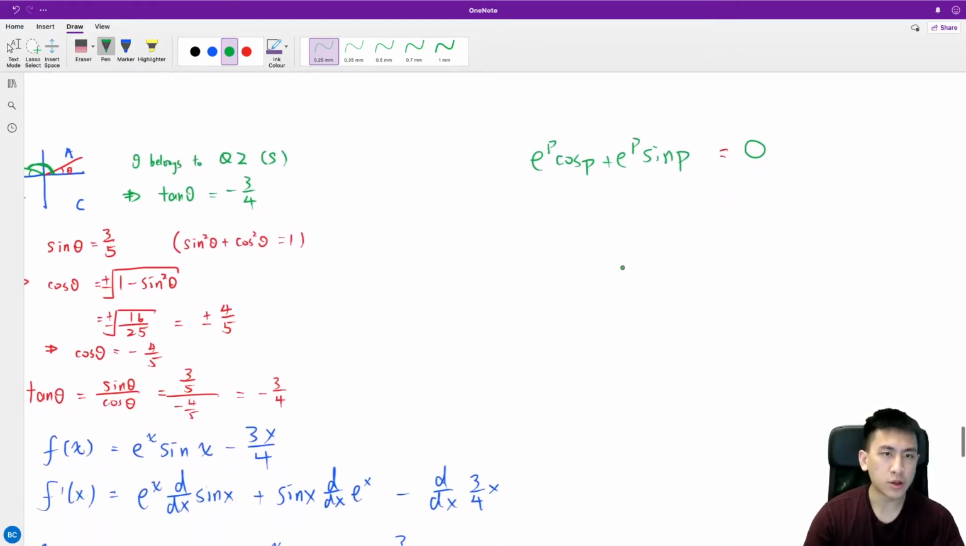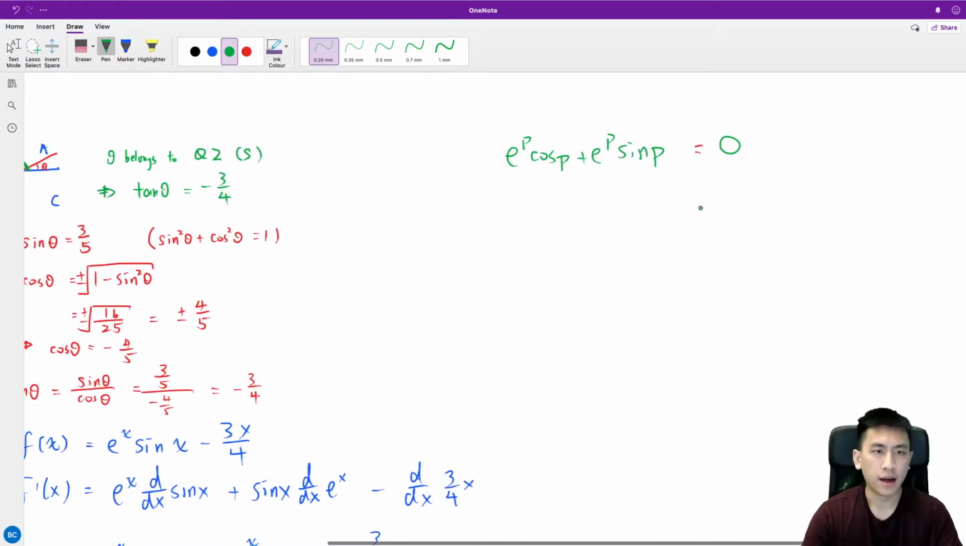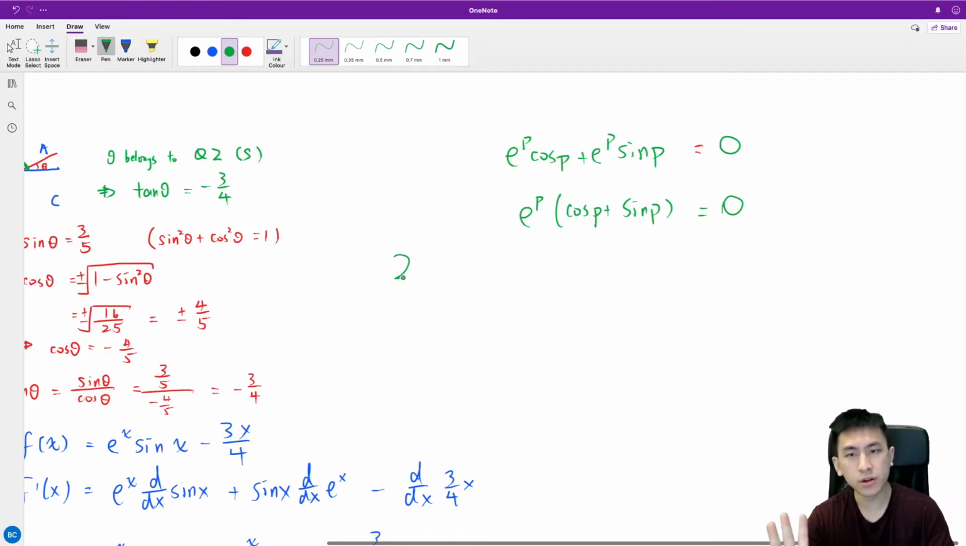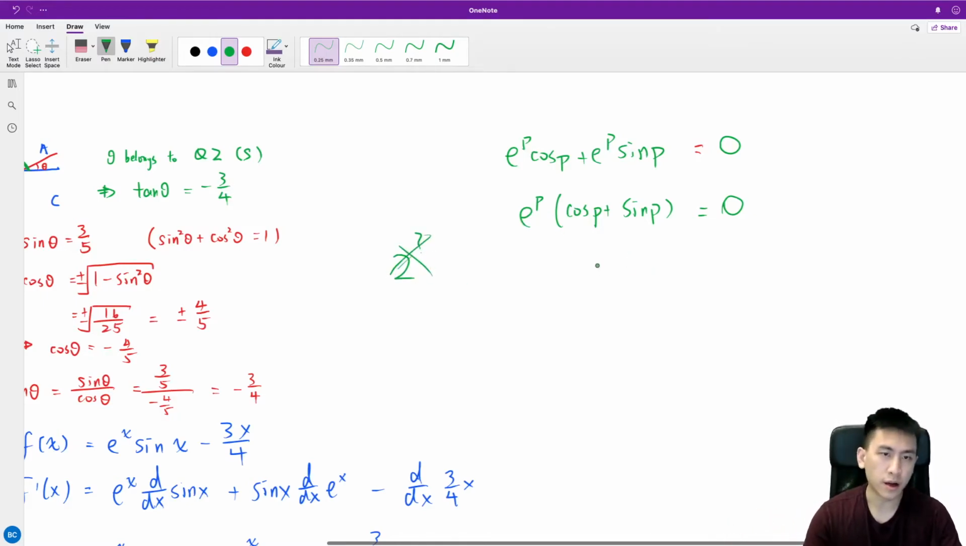Well, but how do you solve it, you might ask, right? There are a few ways you can do it. Either you can factorize it, e^p, and then cosine p plus sine p equals 0. And now since e^p can't be 0, right? No matter what number you have, like 2 to the power of anything, it can't give you 0, right? So that tells you that cosine p plus sine p has to be 0.